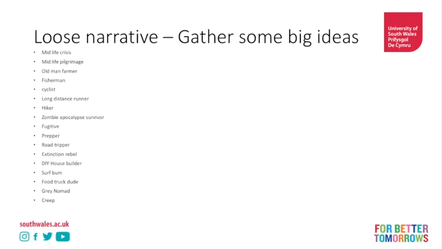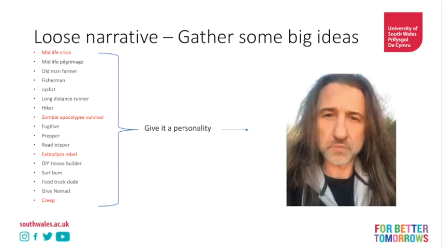And here's a few that I've chosen from my research. Someone who's going through a midlife crisis, someone who's an extinction rebel who feels strong about sustainability, someone who's a bit of a creep, someone who's a zombie apocalypse survivor. Now, once we've got some loose narrative, it's important that we give it a personality. Now, you can just randomly find an image, or you can use a muse, or you can find a person from your primary research. I've just randomly searched middle-aged male on Instagram, and here we go. This is our guy.